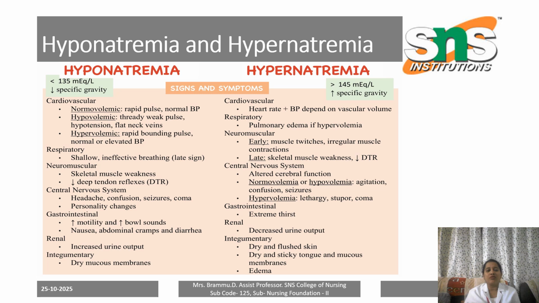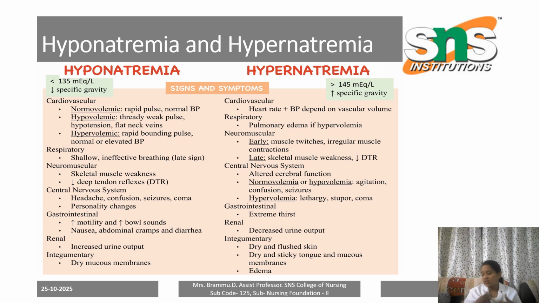When you take the gastrointestinal symptoms, the patient is going to have increased motility, increased bowel sounds, nausea, vomiting, and abdominal cramps, as we saw in hyperkalemia. Similarly, in hyponatremia, I told you, right? Hyperkalemia can cause hyponatremia as well, and vice versa. And in hypernatremia, patients exhibit symptoms such as extreme thirst. Coming to the renal system, there is increased urine output in case of hyponatremia, and in case of hypernatremia, there is decreased urine output.